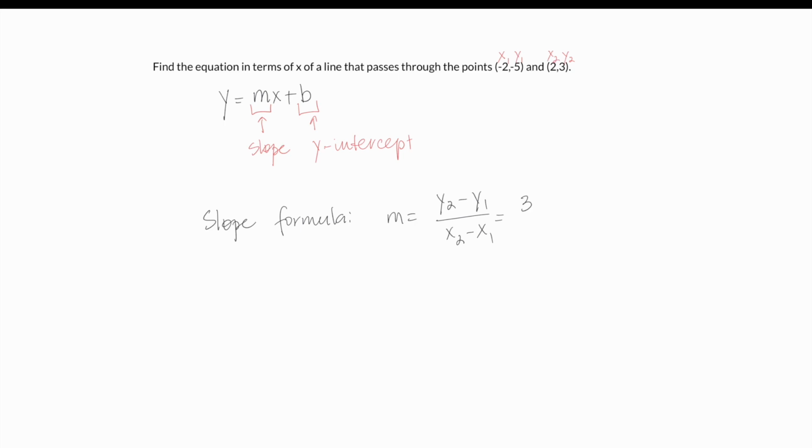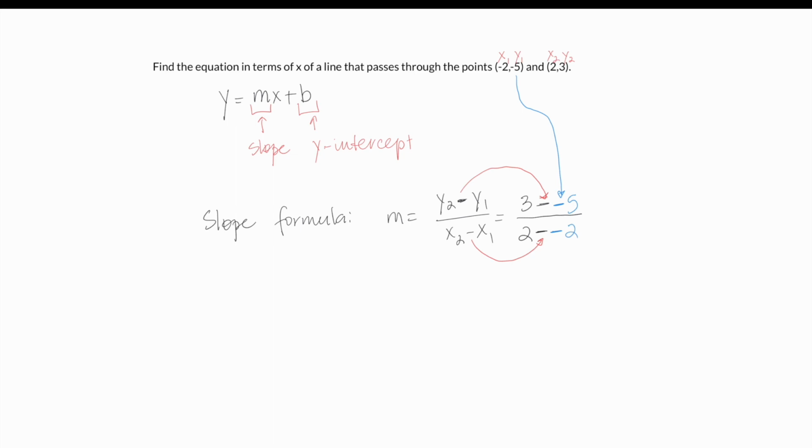3 and then minus, the formula has this minus here, so I bring this minus here, and then my y1 is also a negative number, so the negative from that 5, make sure you don't lose that, over the x2 is 2, and then minus from the formula again, so this minus.